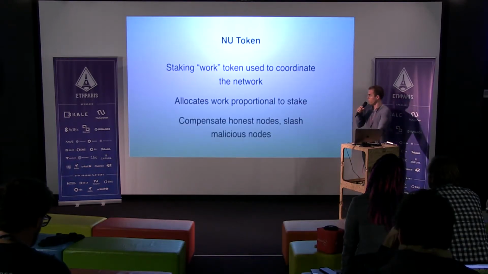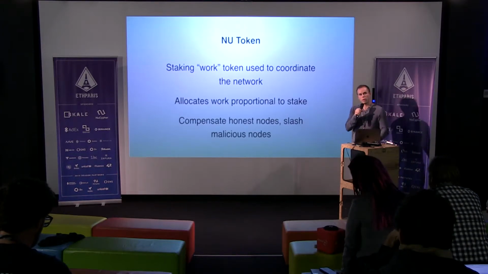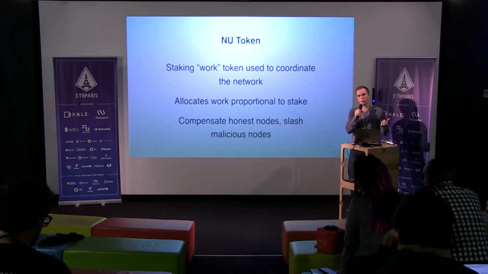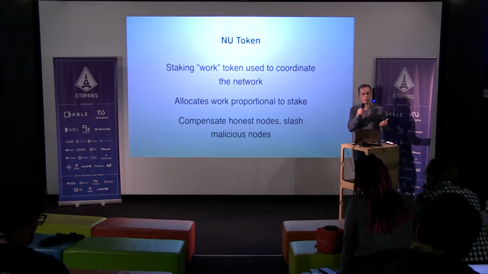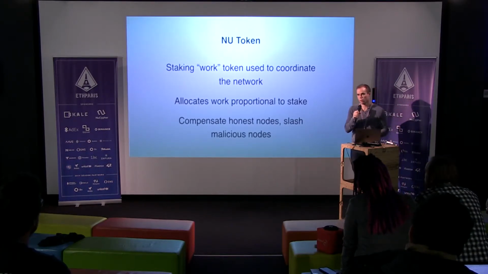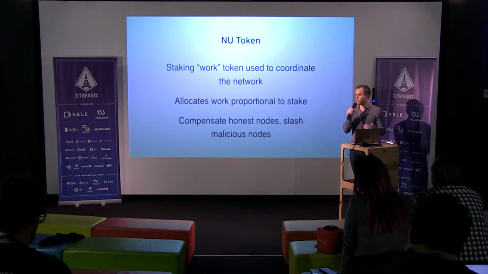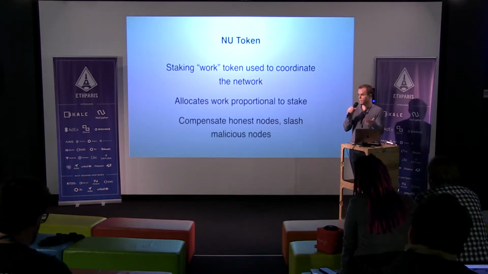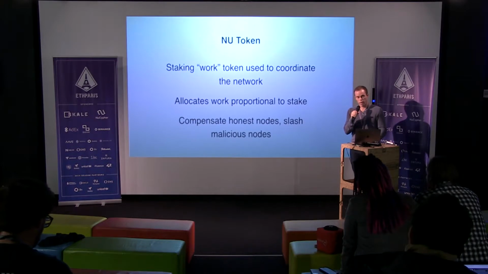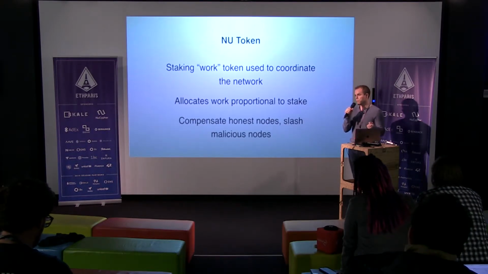If you want to be one of the Ursula nodes in the NuCypher network, we require nodes to stake the NuCypher token as a kind of bond or collateral. This is a work token that we use to allocate work within the network and to coordinate the network. So let's say you staked 5% of the NuCypher tokens, you would get 5% of the re-encryption work. If you do that work correctly, you would get 5% of the compensation and the payment for that work. It is also a way to make sure that nodes behave correctly.